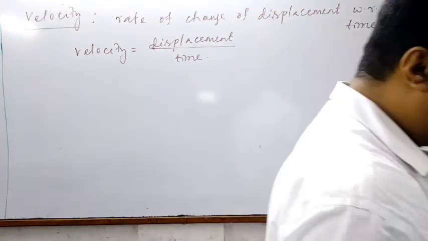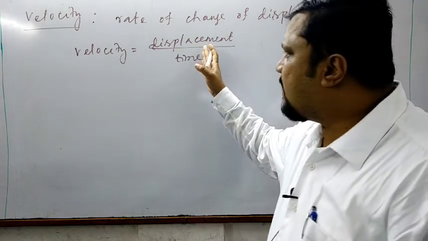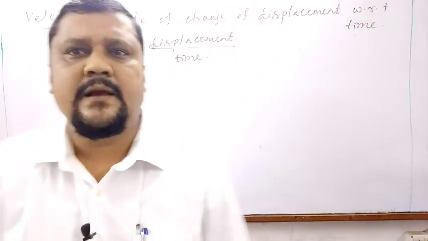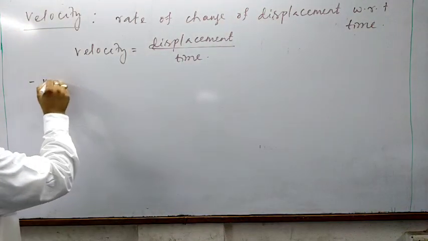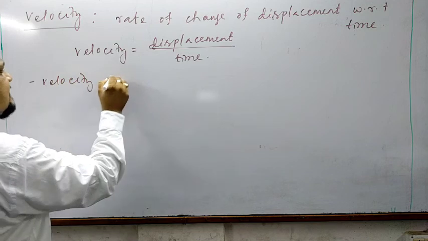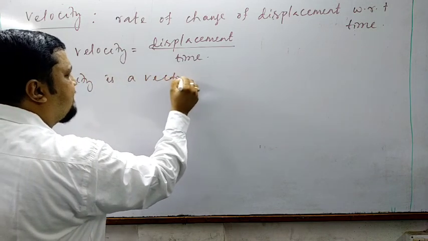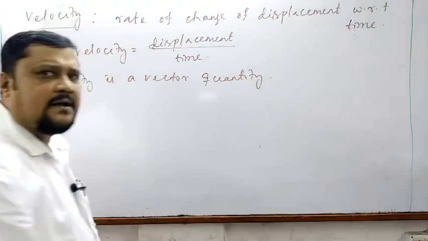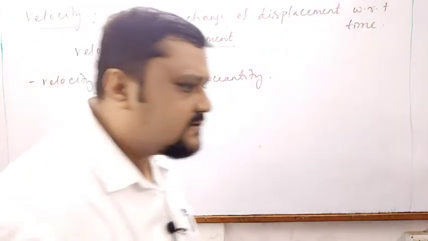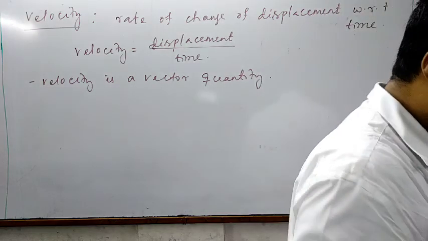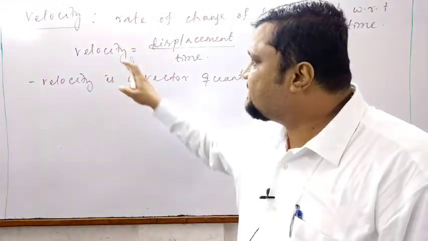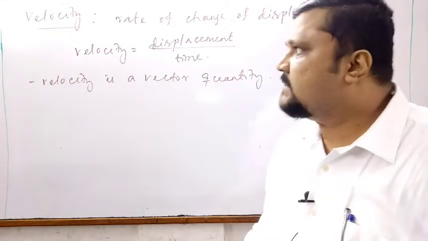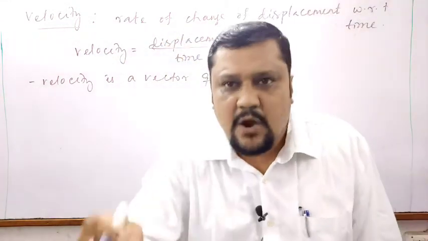As you know, displacement is a vector quantity, so the velocity is a vector quantity. It means it has both magnitude and direction, but speed is a scalar quantity. Speed is equal to distance by time. So I can define velocity in terms of speed.